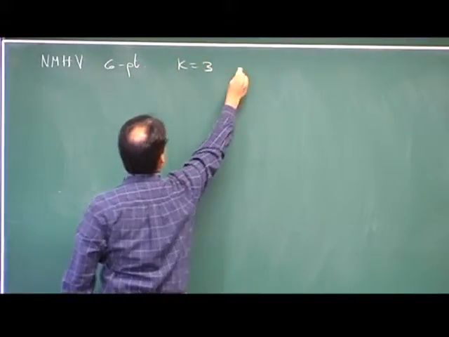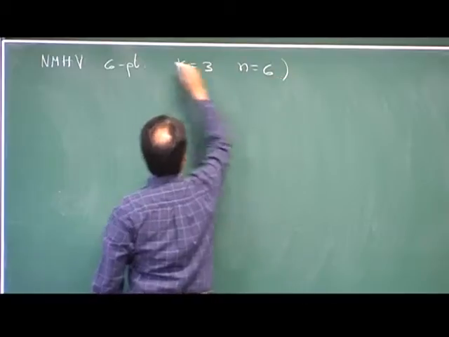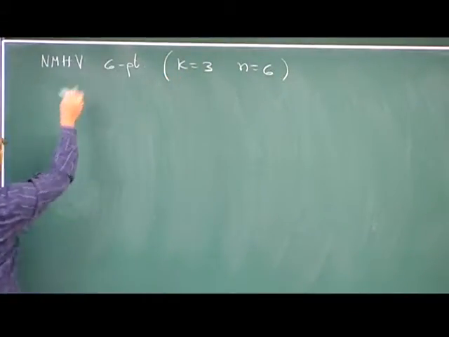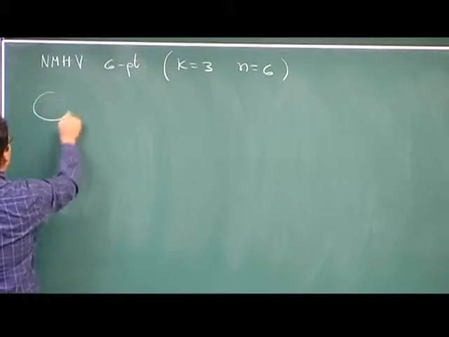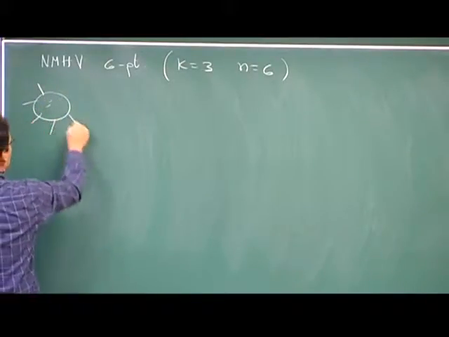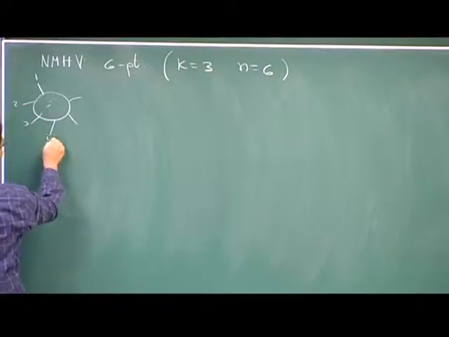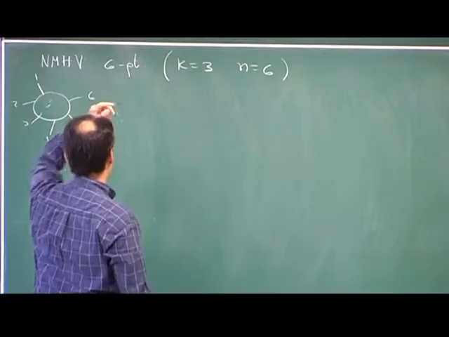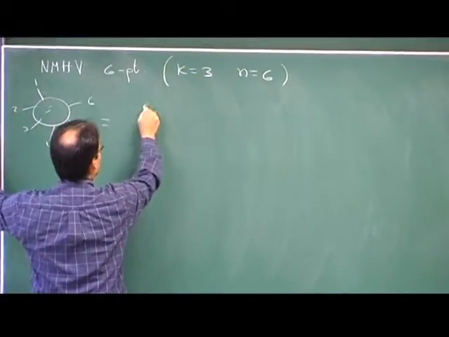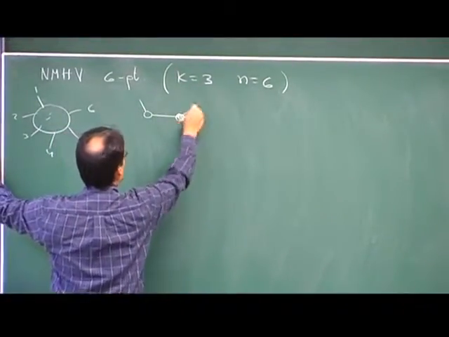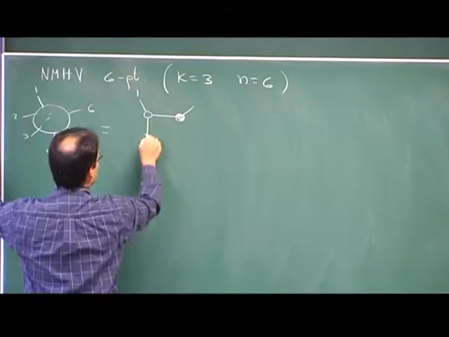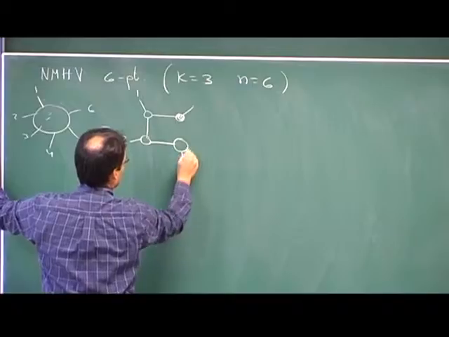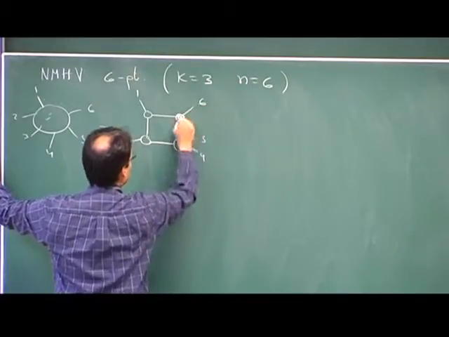So this means k equals 3 and n equals 6. So how can we do this? Well, we just start and write our object. And we have to write it in all, to produce all possible terms. So we have 1, 2, 3, 4, 5, and 6.